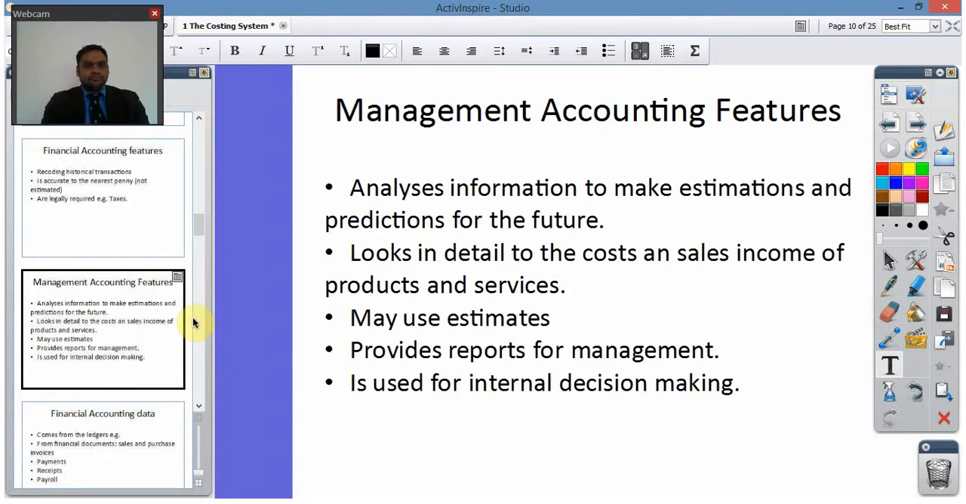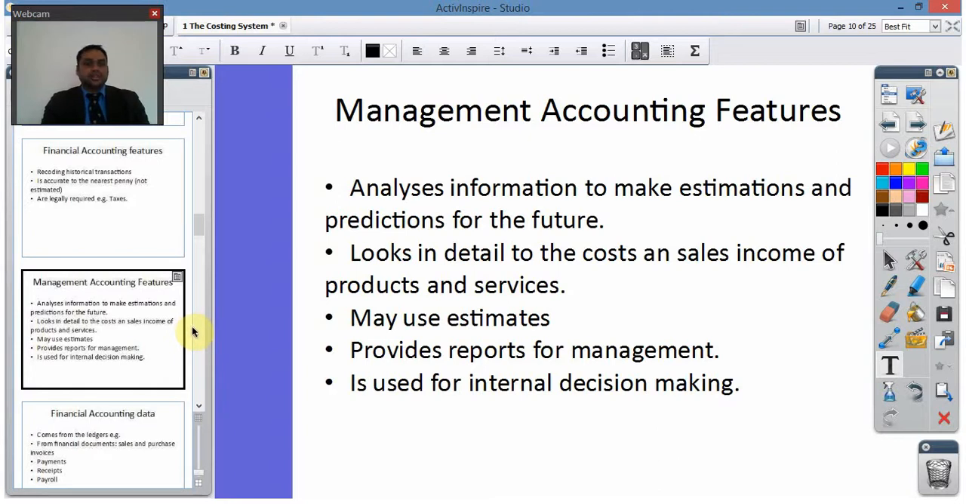Management accounting features: it analyzes information to make estimates and future predictions. So management accounting doesn't have to be as accurate to the nearest penny. You can make estimations and predictions, and you can have different sets of scenarios, for example, which is a feature of management accounting, whereas with financial accounting, you wouldn't see scenario-based analysis or anything like that, because obviously it's based on actual information, it's historical information.